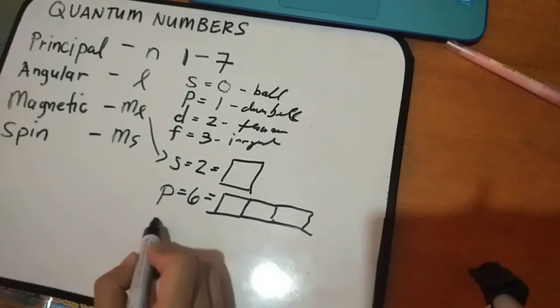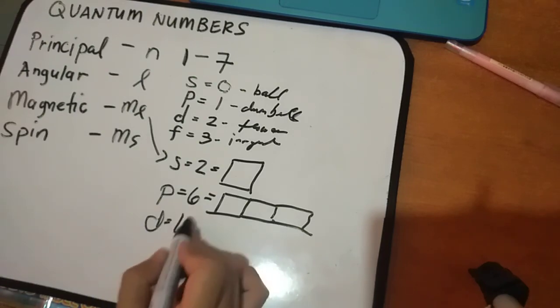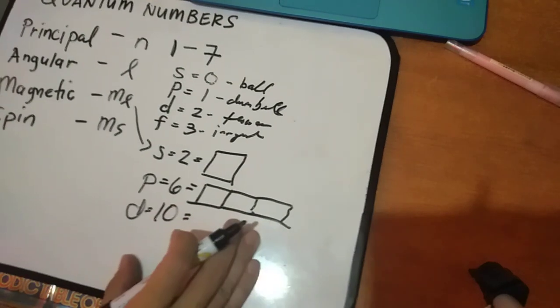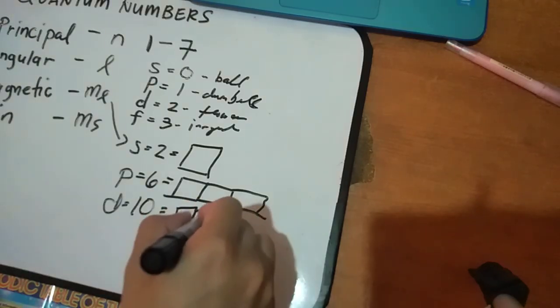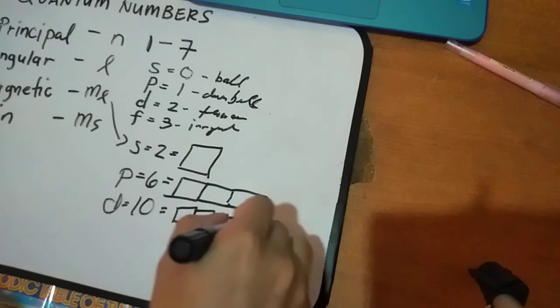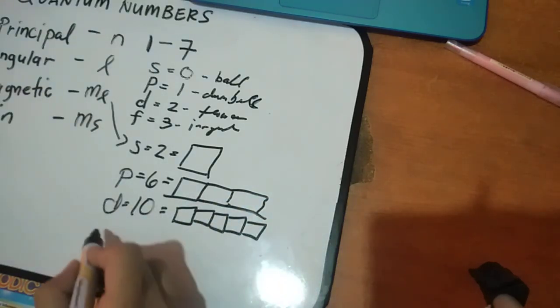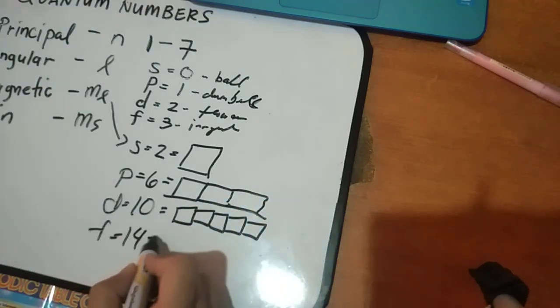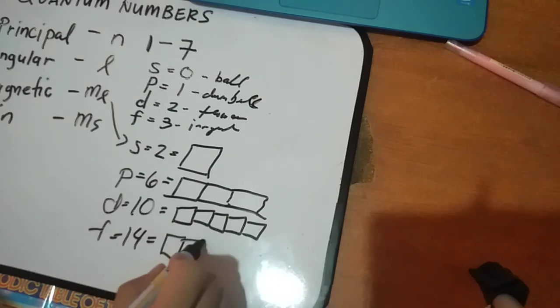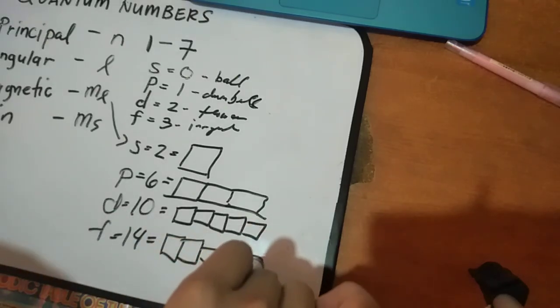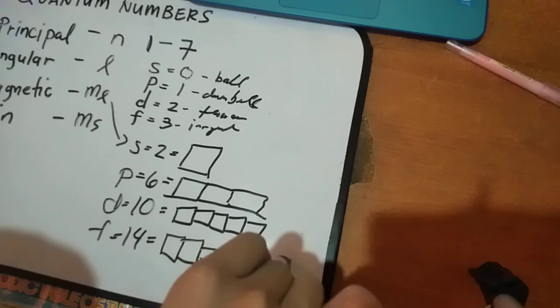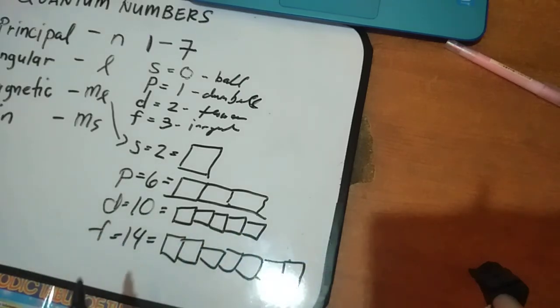And then D has 10. So practically, it has 5 boxes. And F has 14. So 7 boxes. So, paano gagawin?